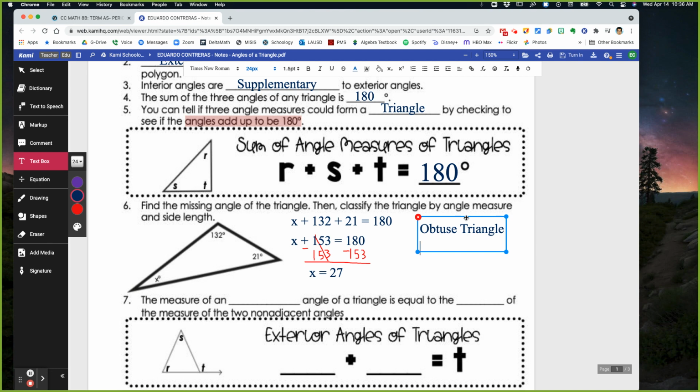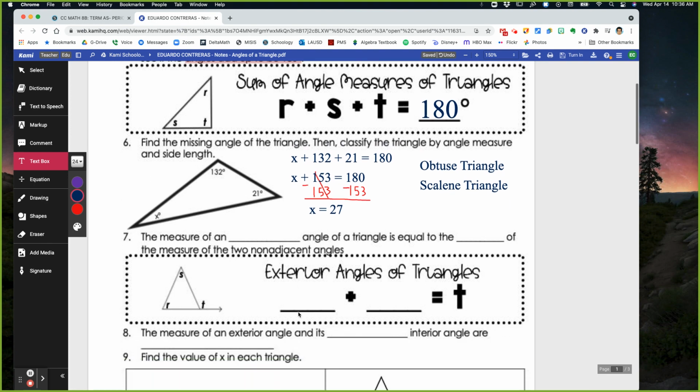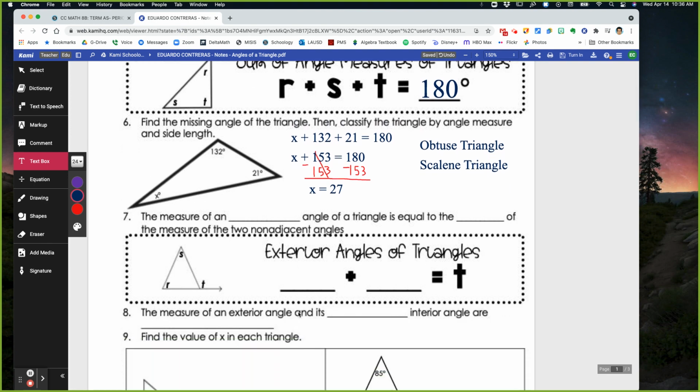But this is a scalene triangle, which means none of the sides are equal. So since none of the sides are equal, it's scalene. Okay. All right. So let's move on to number 7.